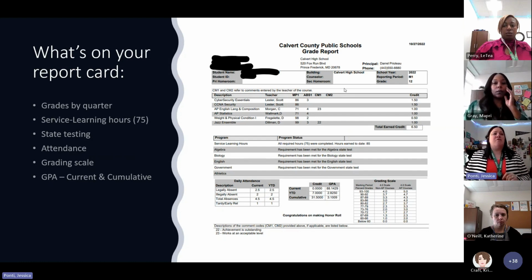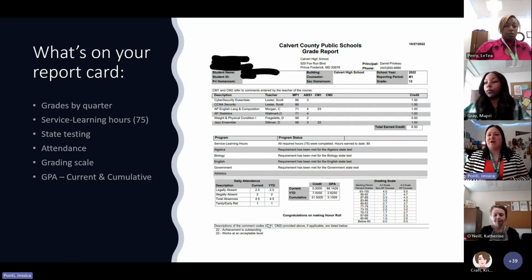And then the next section over will be comments. So if any of your teachers left you a comment about your class or attendance in a particular class, that will show up in this section here. And then you'll be able to tell what those comments are by looking at the bottom of your report card here. They correspond to a certain comment, so you can see it that way.